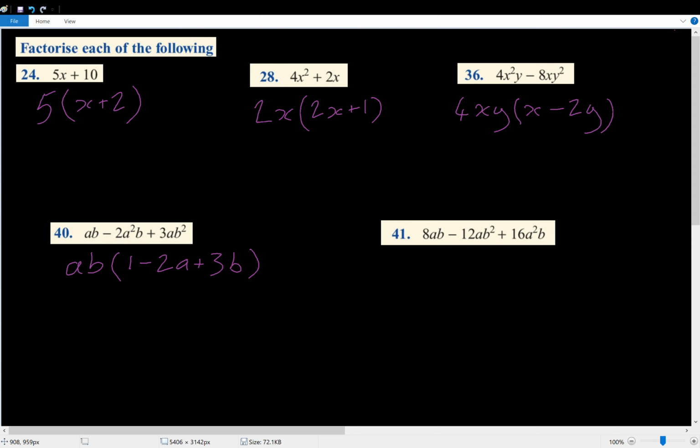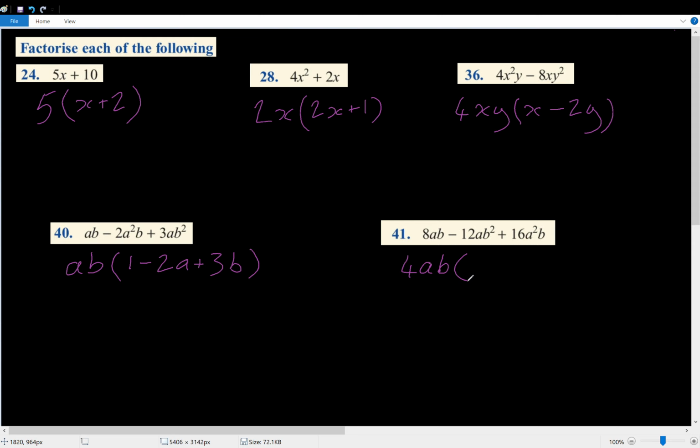And now for question 41, we're going to start with the numbers first in this. So the highest common factor between 8, 12 and 16 is 4. The highest common factor between a and a squared is a. And the highest common factor between b squared and b is b.